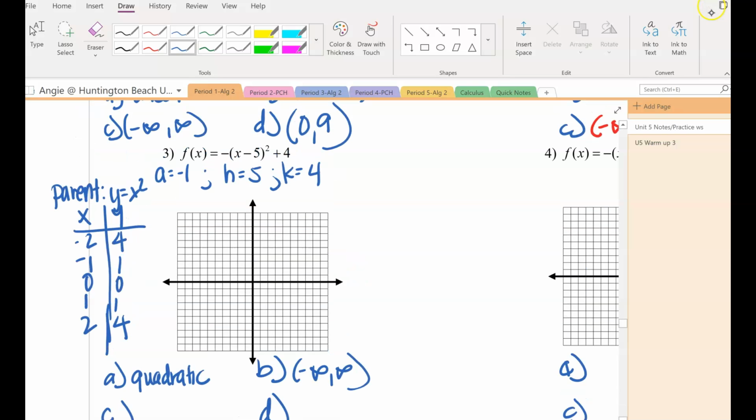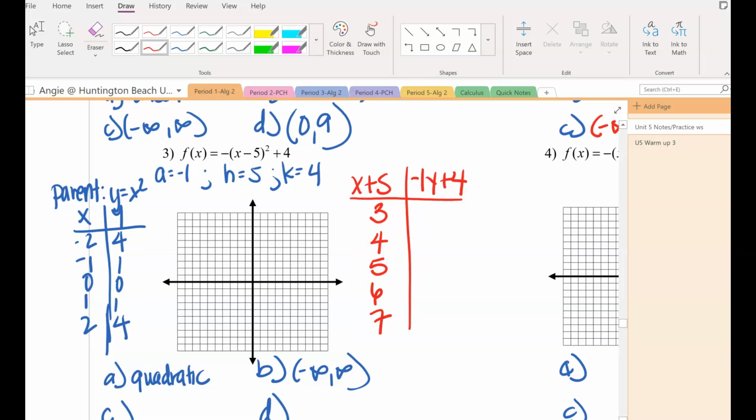That will allow you to say, okay, a, h, and k, let's make a transform table. X plus 5, -1y plus 4. So -2 plus 5 is 3. Then -1 plus 5 is 4, 5, 6, and 7. 4 times -1 is -4, plus 4 is 0. -1 times 1 is -1, plus 4 is 3. -1 times 0, 0 plus 4 is 4. And you know this is a quadratic function, so it makes a U. So now we're just going to loop back, just like that.